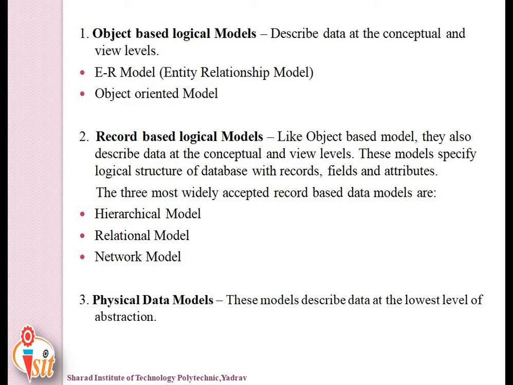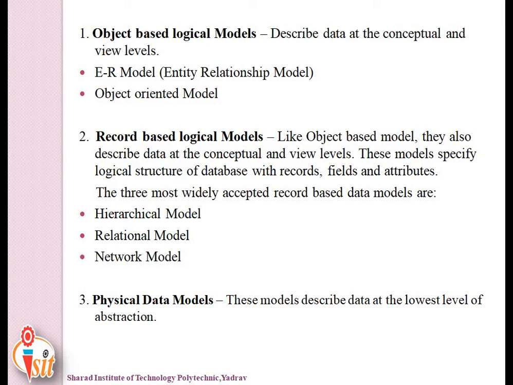Or you can say object-based models and record-based models. Object-based models describe data at the logical and view level of the database. It is used to describe logical data structure. There are two subtypes of object-based models. The first one is the ER model, called the entity relationship model, and the second one is the object-oriented model. We have to study the object-oriented model in detail. The second model is the record-based model.